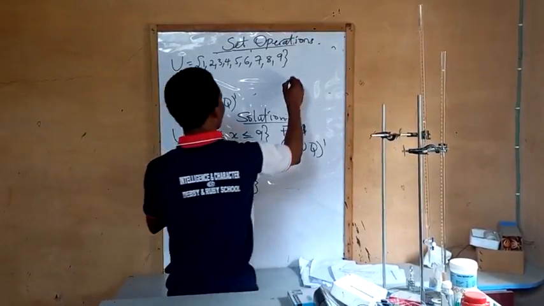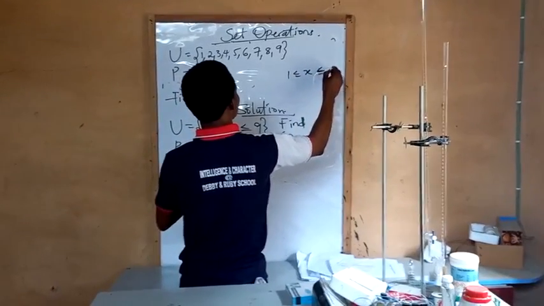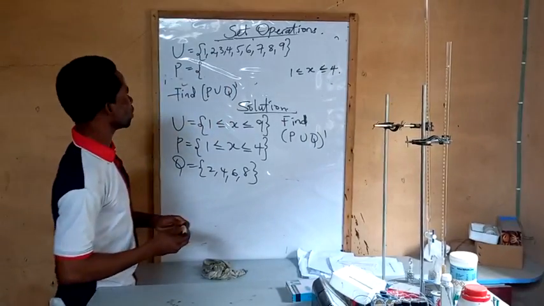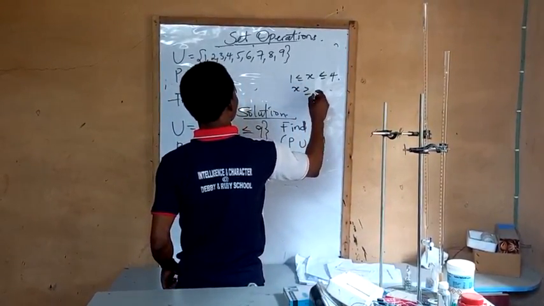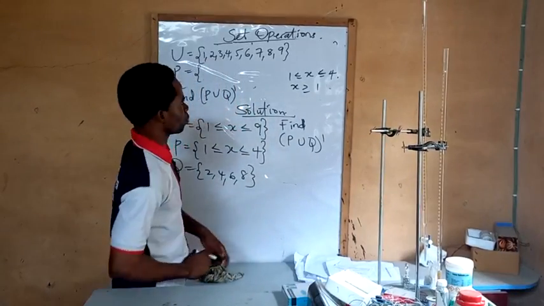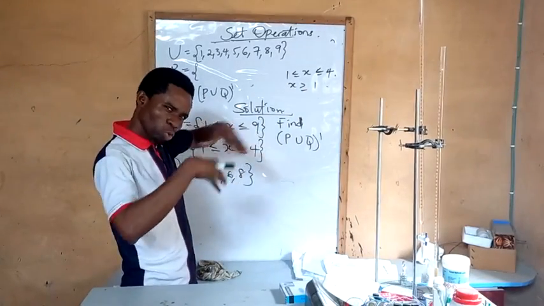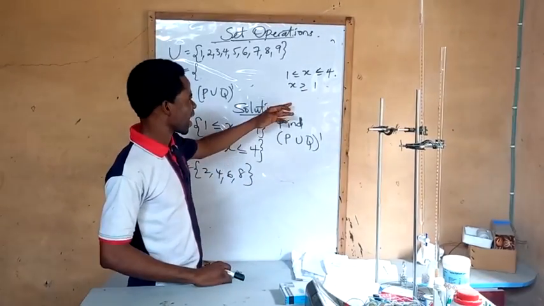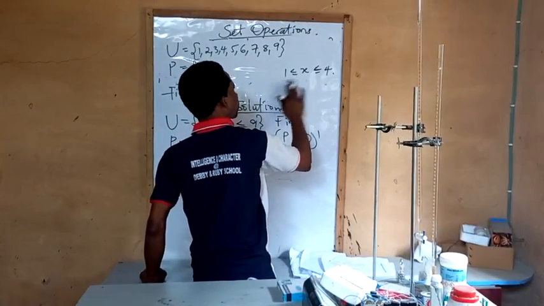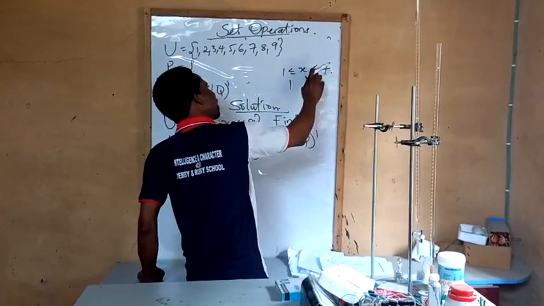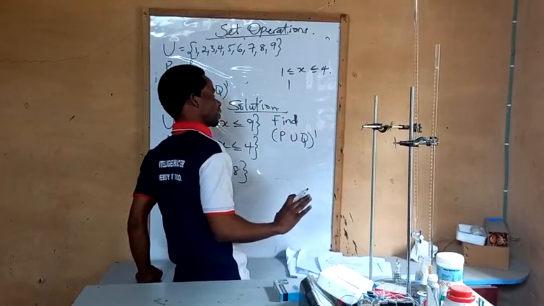He said 1 is less than or equal to x, which is less than or equal to 4. If 1 is less than or equal to x, that means x is greater than or equal to 1. That means x is 1. So they say or equals to 1, x is 1. So you now take this one as it is. The one that follows, take it as it is.